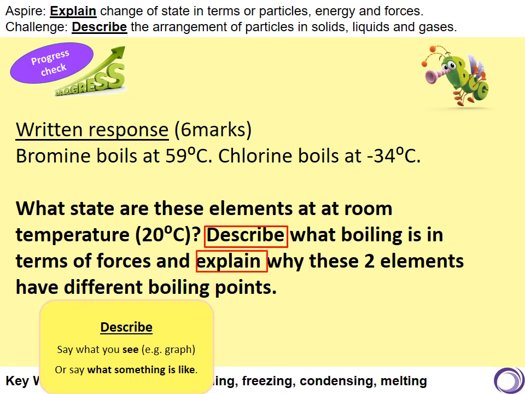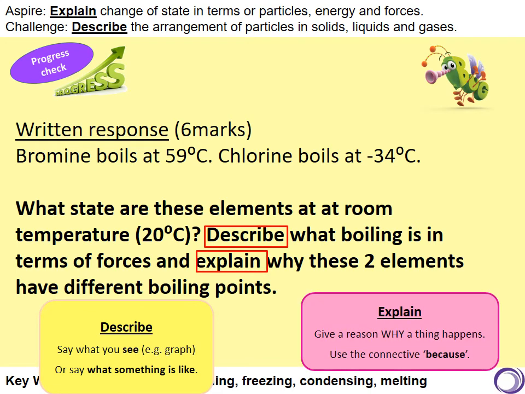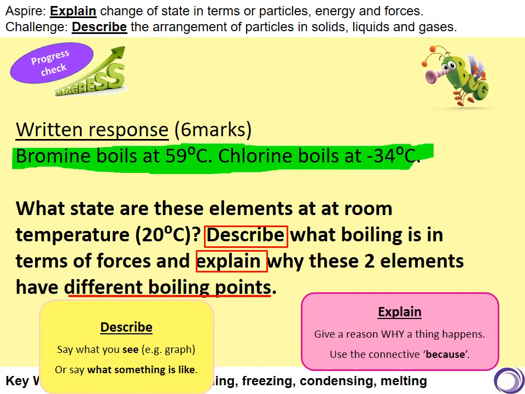Our second command word is explain. So we're going to have to give a reason why these two elements have different boiling points, and we're going to need to use the word because in there as a connective. So you are explaining that something happens because of. We underline the keywords, they have different boiling points. So we need to be referring to the boiling points, the point at which it changes from a liquid to a gas. And then if we glance back over the question, we need to make sure that during our answer we reference that bromine boils at 59 degrees centigrade, whereas chlorine boils at minus 34.